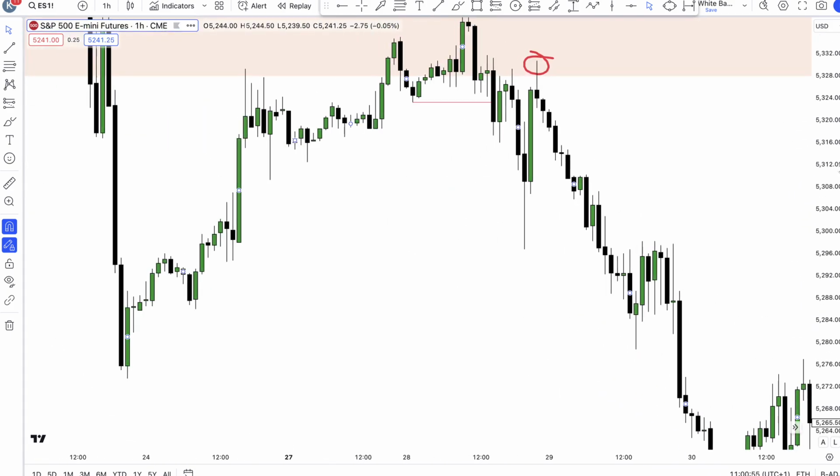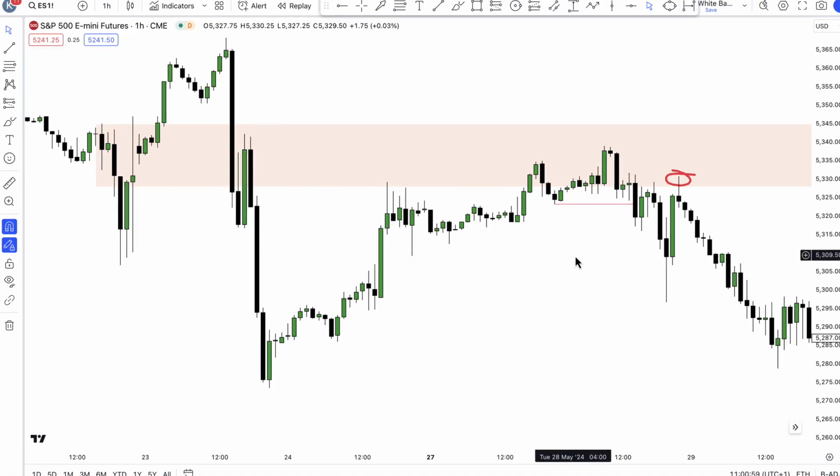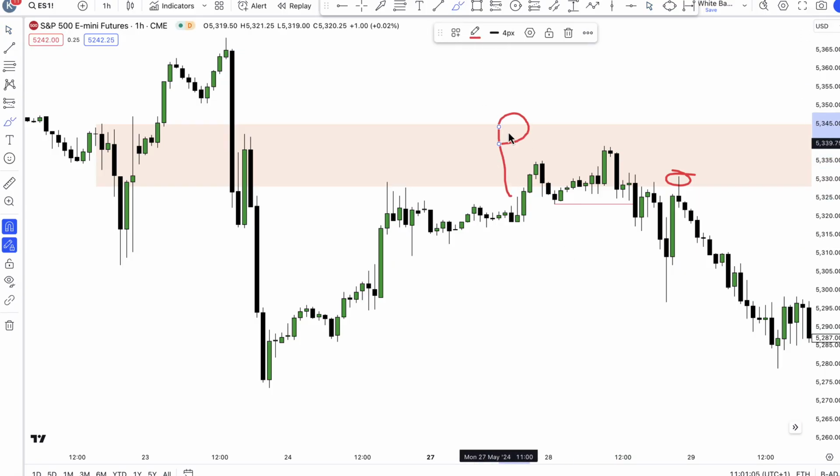A lot of examples I wish to show you, but go ahead and check your charts. You will see this time and again. Shifting market structure at your point of interest is the ultimate confirmation before an entry.